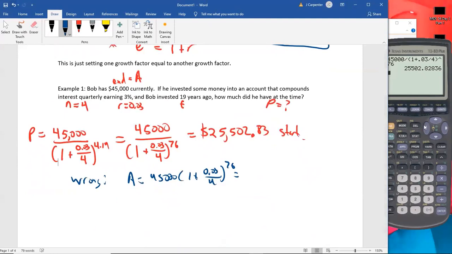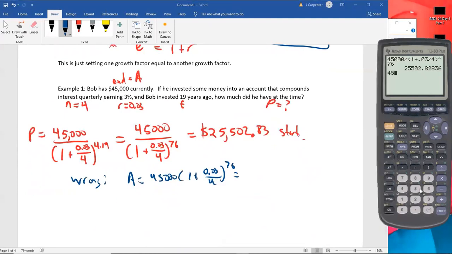So if you type this out, let's see what happens. 45 grand. So the true nature of the blue one is this is 45,000 invested for 19 years at 3% quarterly. So again, this answer is wrong for the context of the problem. I'm just showing you how I can tell it's wrong.